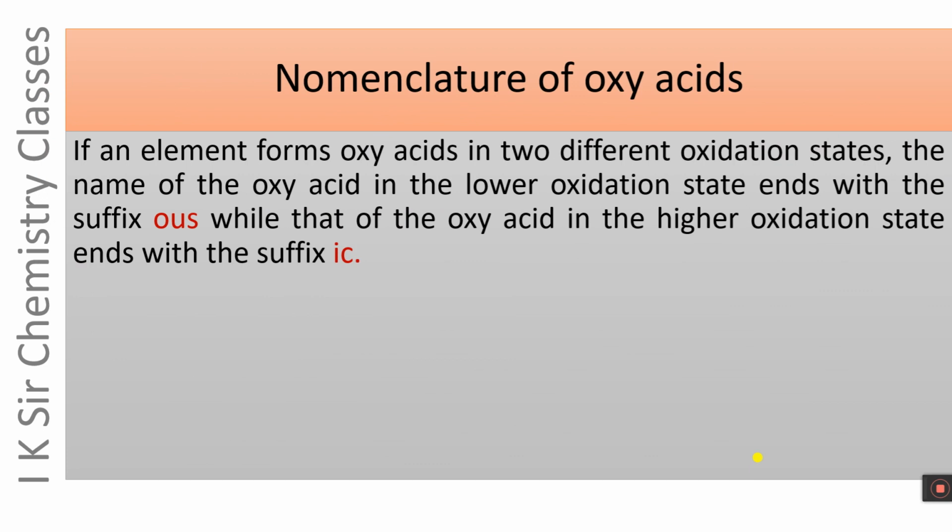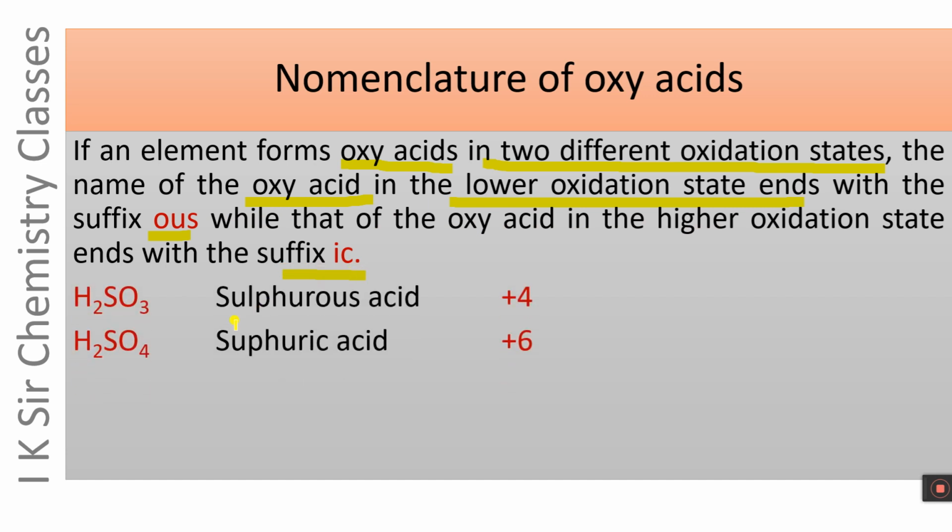Nomenclature of oxyacids. If an element forms oxyacids in 2 different oxidation states, the name of the oxyacid in the lower oxidation state ends with the suffix "-ous", while the name of the oxyacid in the higher oxidation state ends with the suffix "-ic".